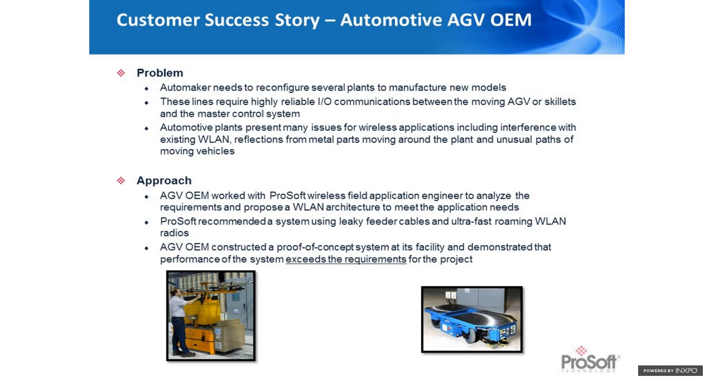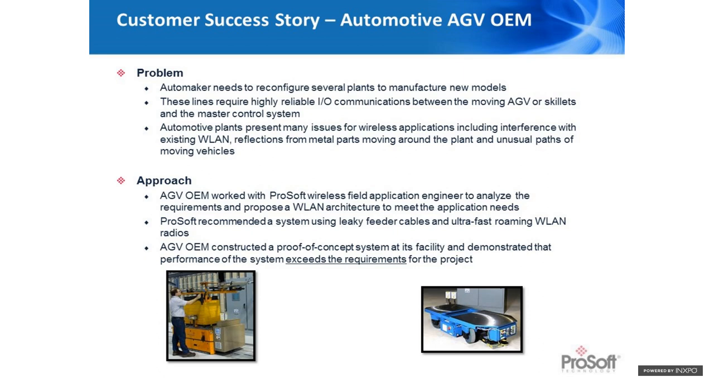One of the OEMs came to us looking for a system, and we suggested they use radiating cable, also called leaky feeder cable, along with our ultra-fast roaming wireless LAN capability. The AGV OEM conducted a proof of concept, built a portion of the system in their facility, and they did that to demonstrate the performance of the system.